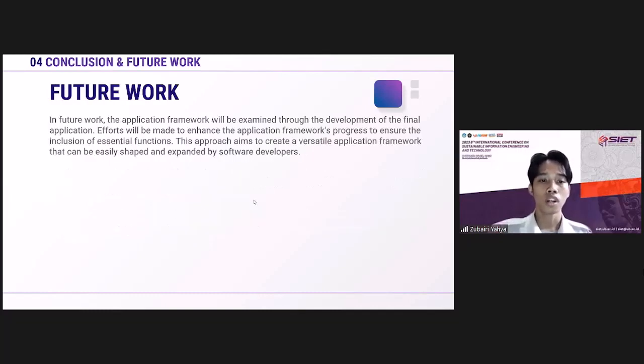In the future work, the application framework will be examined through the development of the final application. Effort will be made to enhance the application framework progress to ensure the inclusion of essential functions. This approach aims to create a versatile application framework that can be easily shaped and expanded by the software developer.